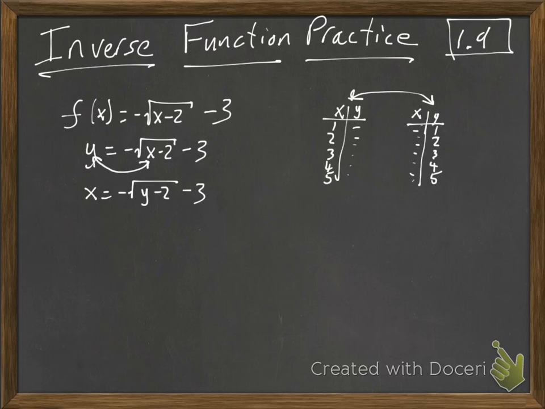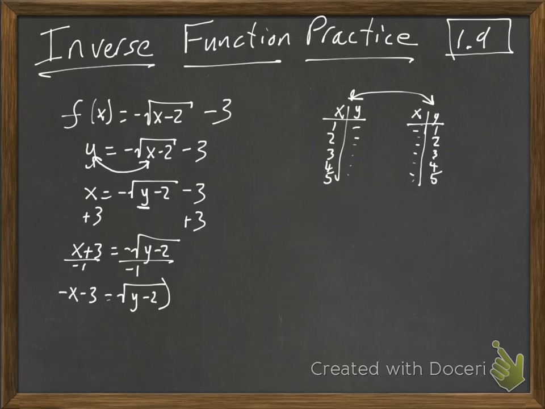Now then, to actually figure out what that function is, we have to do a little bit of algebra. So I want to get this y by itself, and to be able to do that I need to get the square root by itself. So first thing I'm going to do is add 3, and so now I have x plus 3 is equal to a negative square root of y minus 2. And then I'd like to get rid of this negative here, so I'm going to divide by a negative 1 or multiply by a negative 1. Doesn't really matter how you think about it, but now I have negative x minus 3 is equal to the square root of y minus 2.